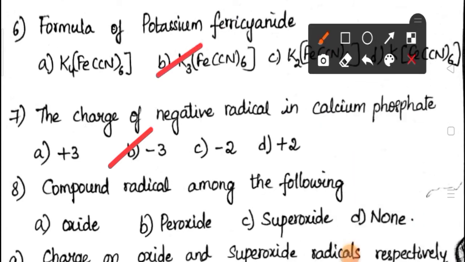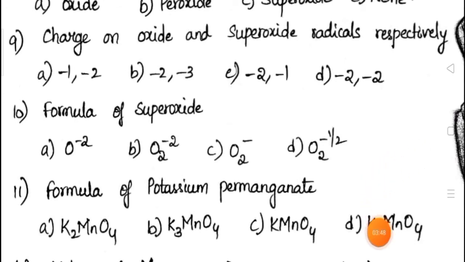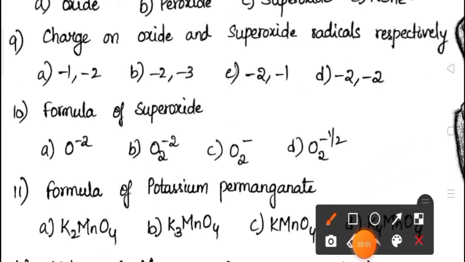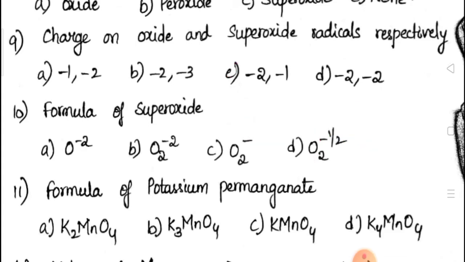And coming to the eighth question, compound radical among the following: oxide, peroxide, superoxide, none. Answer is none, because nothing is compound radical here. All are simple radicals, only oxygen. Ninth question, charge on oxide and superoxide radicals respectively. What is oxide ion? O minus 2. What is superoxide ion? O2 minus. So what are the charges? Minus 2 and minus 1. Answer is the C option, that is minus 2 and minus 1.